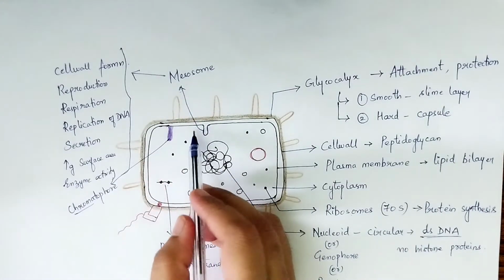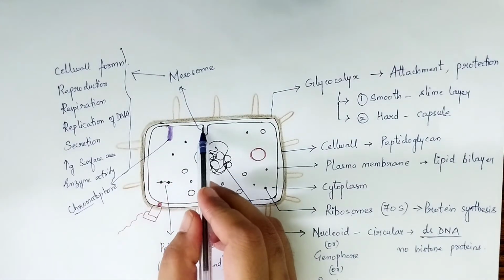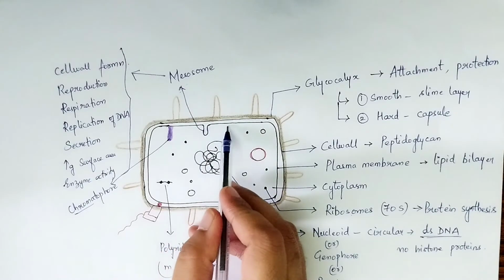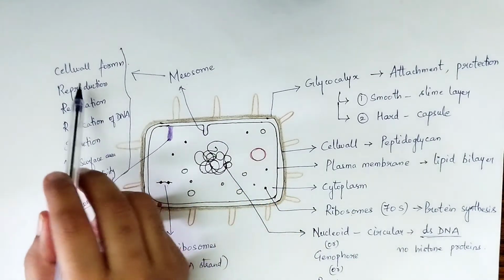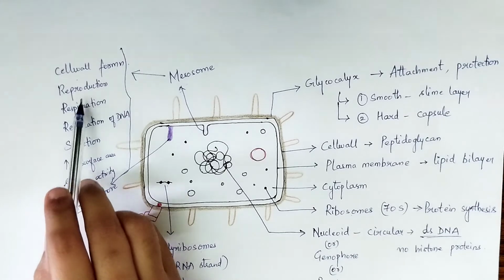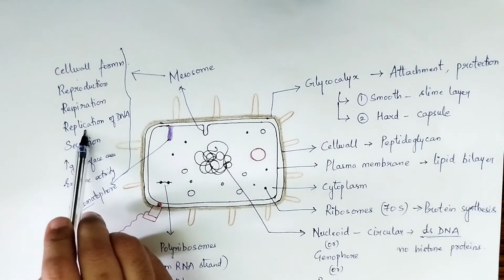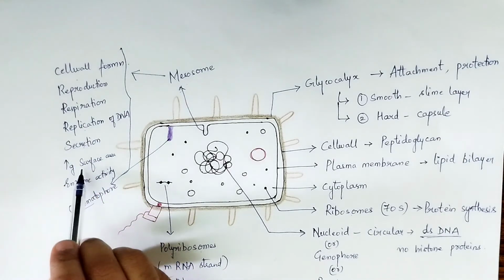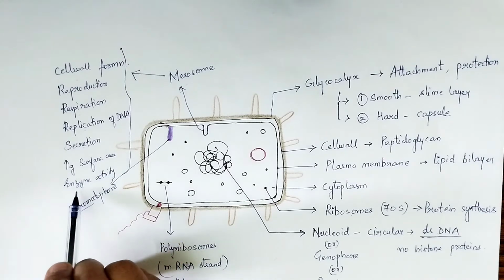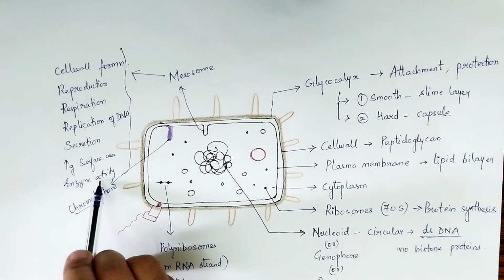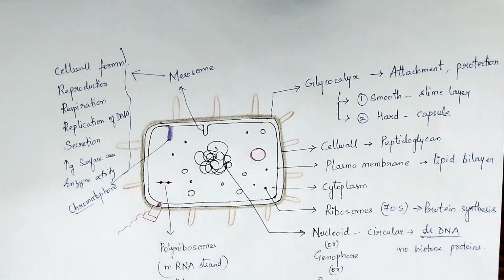That is, the mesosome is the one structure which bends inside, or internally, from the plasma membrane, and its main functions are cell wall formation, reproduction, respiration, replication of DNA, secretion, increasing the surface area, as well as enzymatic activity. Right, now let us move on to the next one.